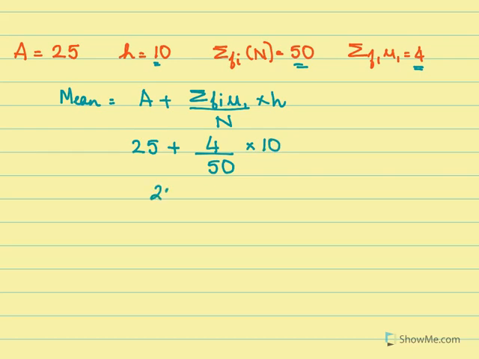So this is now equal to 25 plus, this works out as 0.8. So 25 plus 0.8 is 25.8. The mean is equal to 25.8.